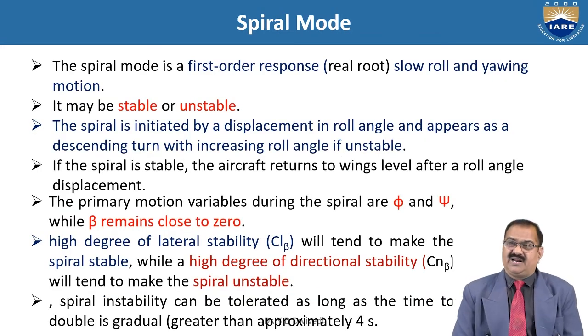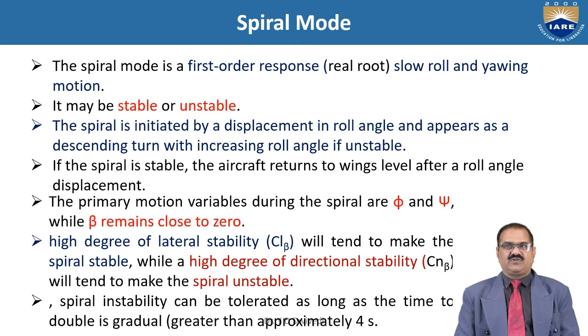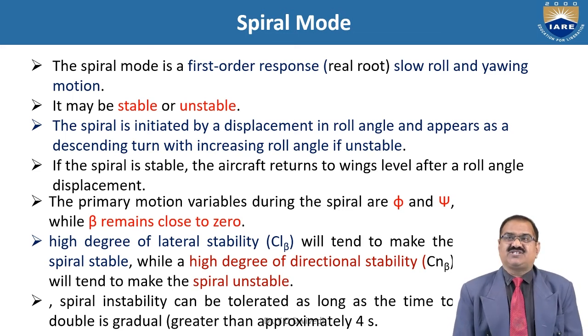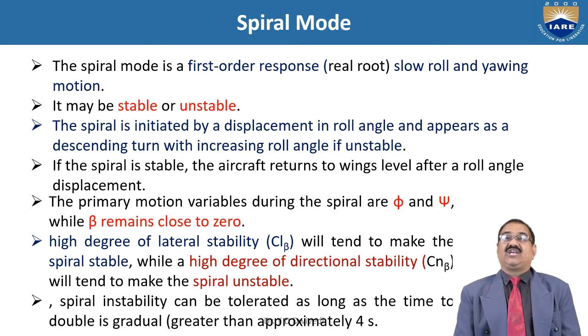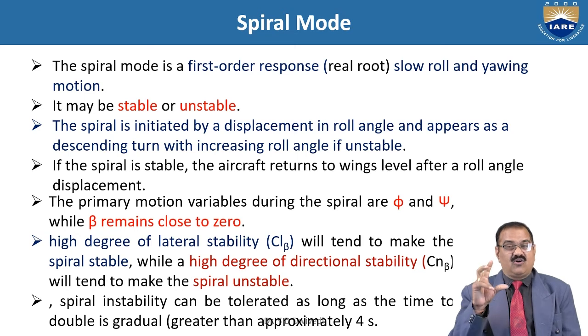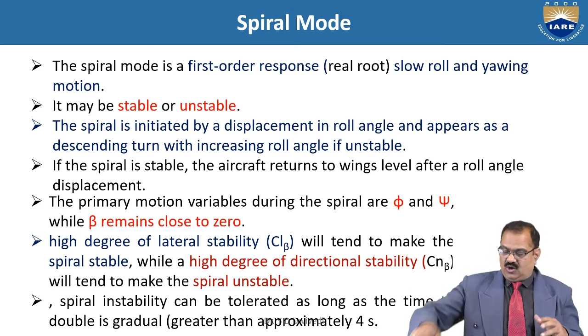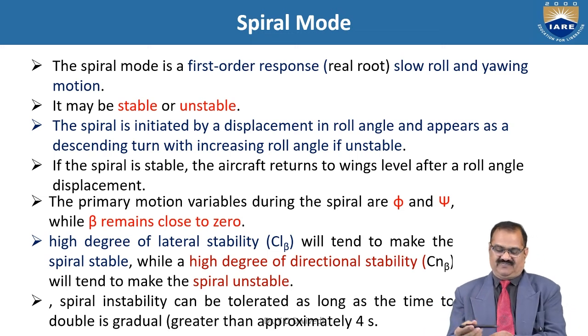Now the third and last mode is the spiral mode. The spiral mode is a first order response, that is, a real root, with slow roll and yawing motion. In the roll mode, only the roll will be there. But in the spiral mode, you have roll plus yawing.